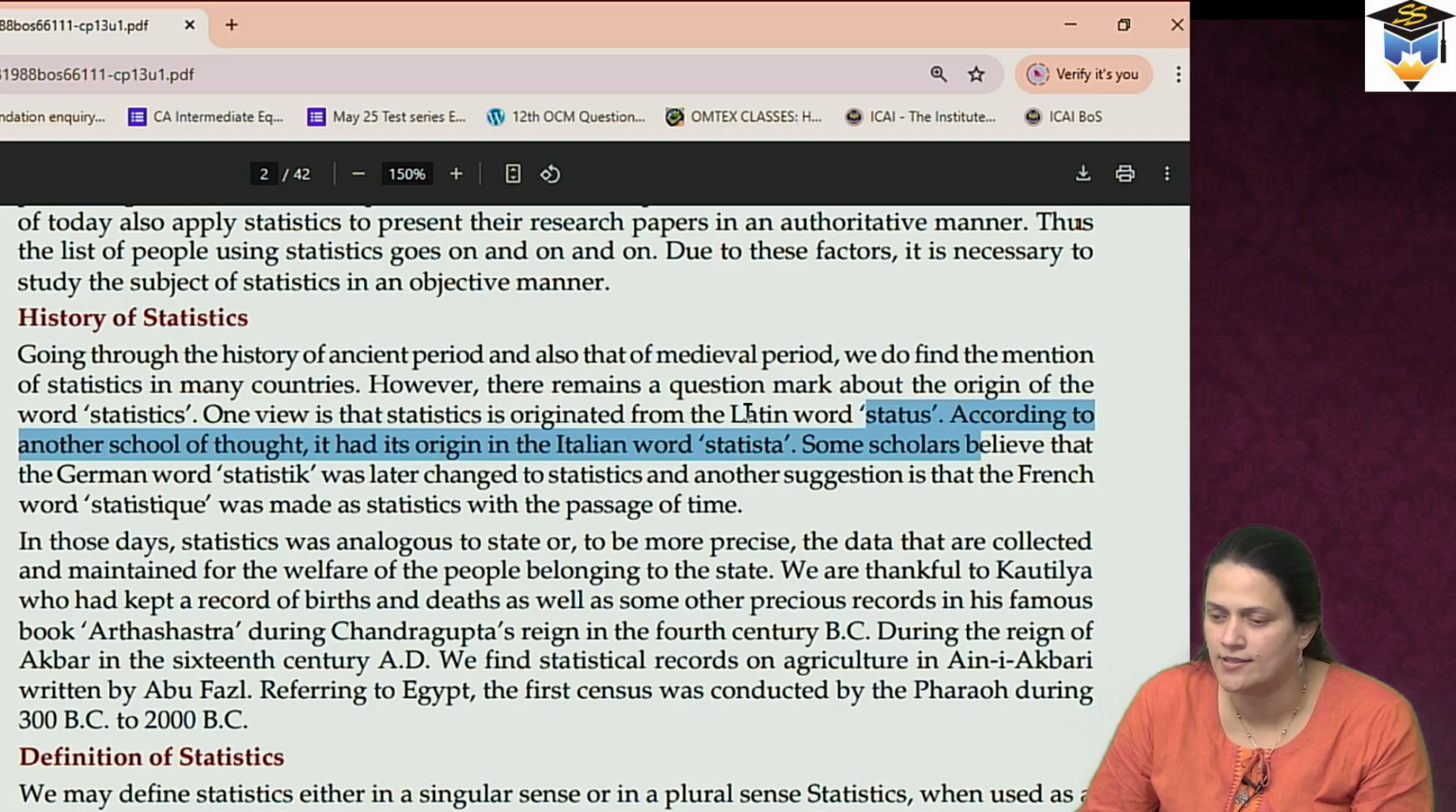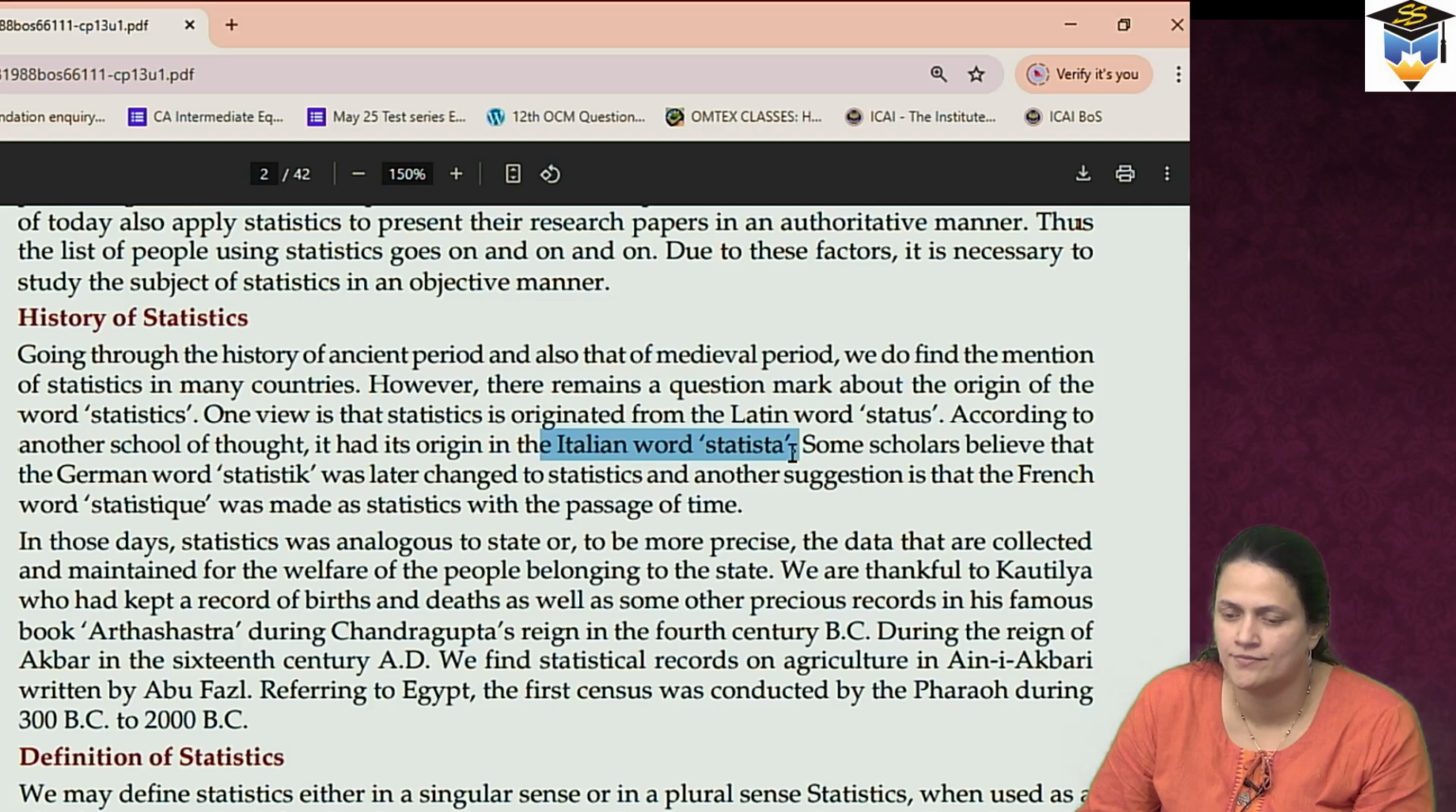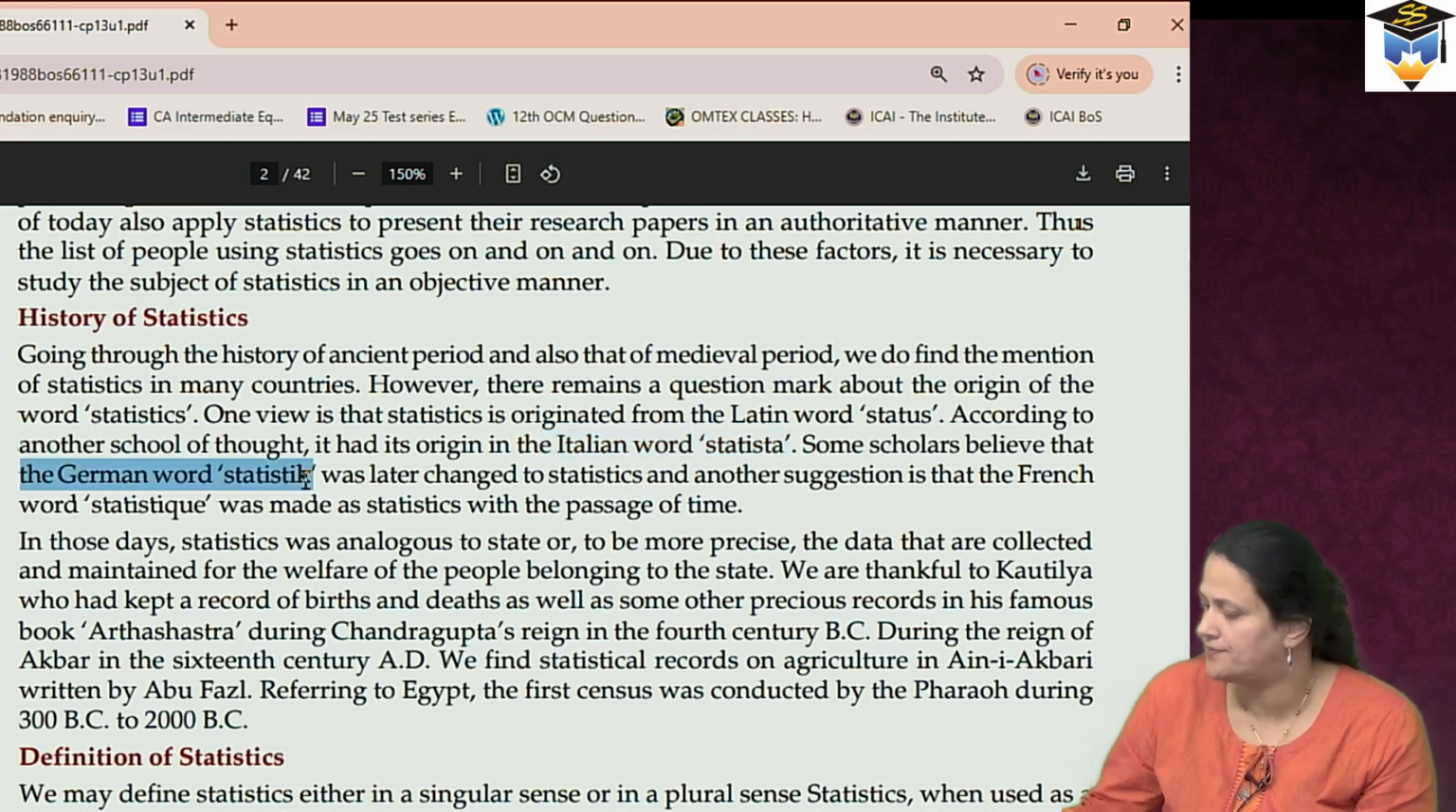Please mark this. The Latin word status, Italian word statista, German word statistic.